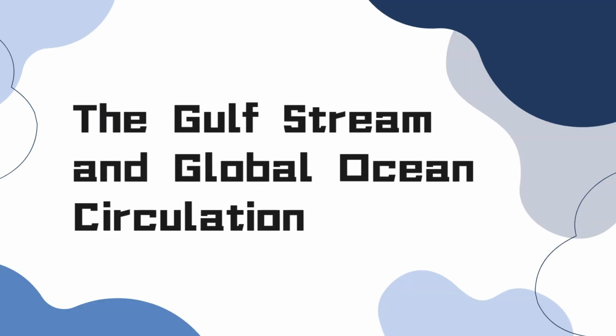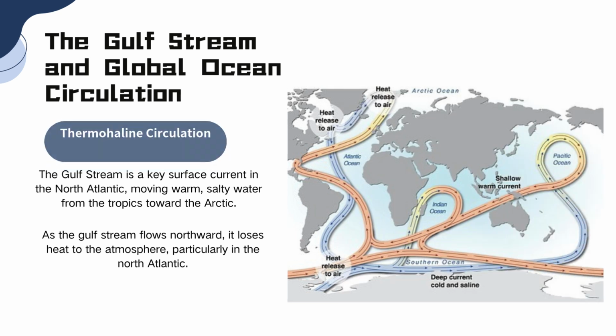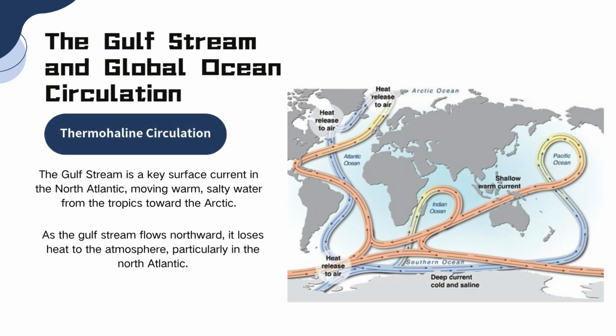So, what are the relationships between the Gulf Stream and the global ocean circulations? The Gulf Stream is a key surface current in the North Atlantic, moving warm, salty water from the tropics toward the Arctic. As the Gulf Stream flows northward, it loses heat to the atmosphere because the water evaporates on the surface. The evaporation increases the salinity at the ocean surface.